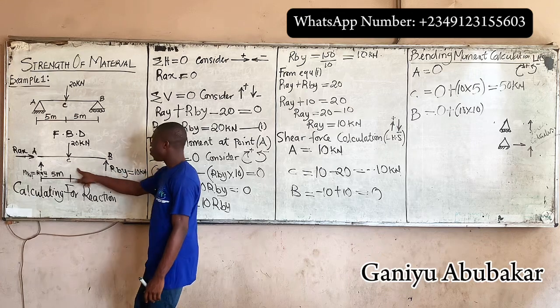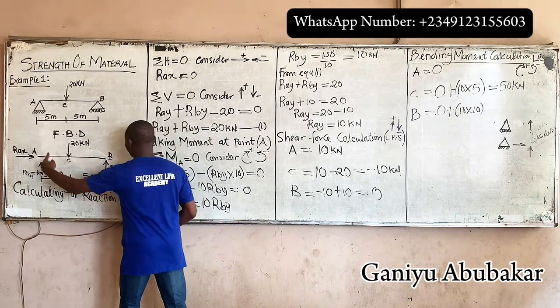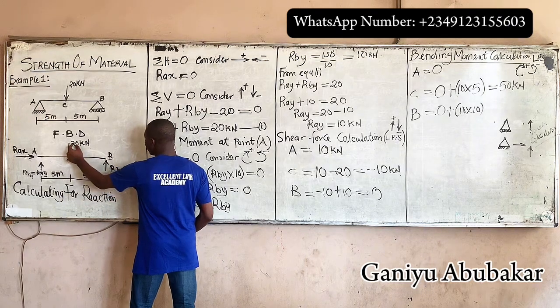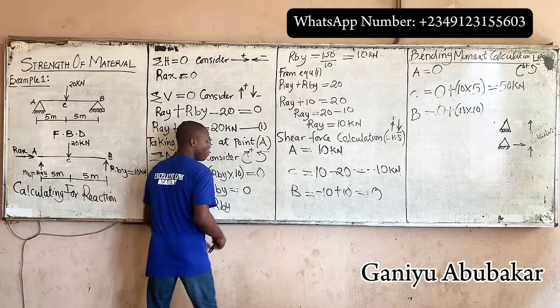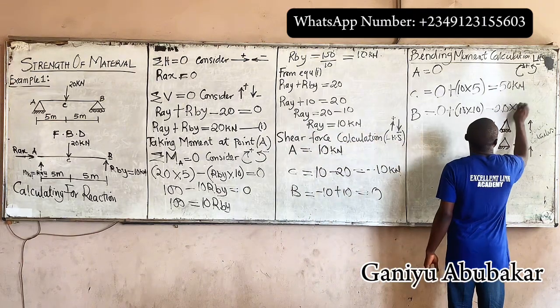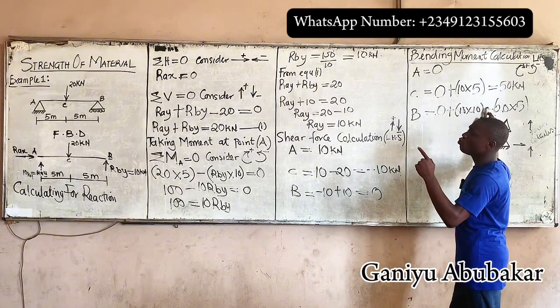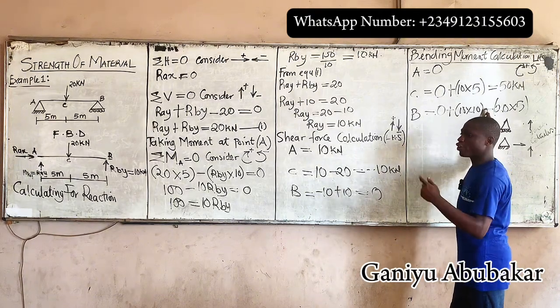If this C comes here, it becomes the opposite direction because of a negative direction. That becomes what? 20 times 5, or rather minus 20 times 5. Why is it minus? Because C will move to B in anti-clockwise direction.